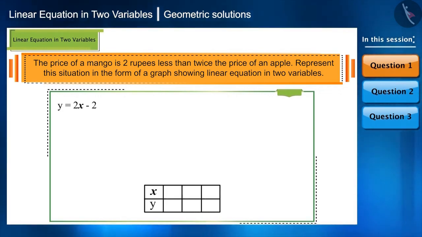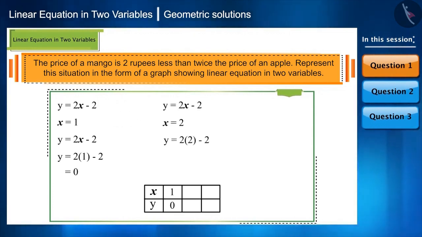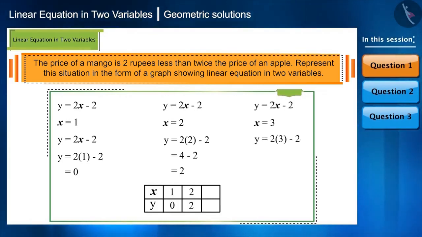We will make a table of x and y and find different values for x and y. If you replace x with 1 in this equation, y will become 0. If you replace x with 2, y becomes 2. By the way, 2 coordinate points are sufficient to draw a line. But let's find the third point also. Let's put 3 in the place of x and see what we get.